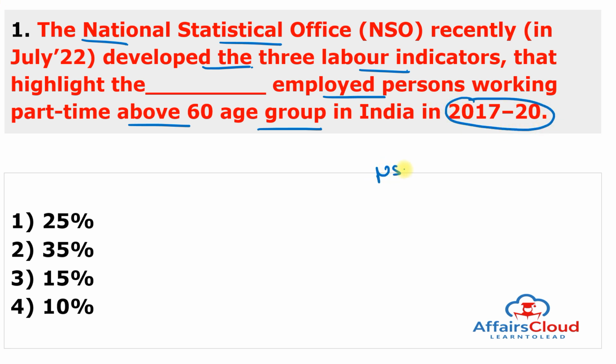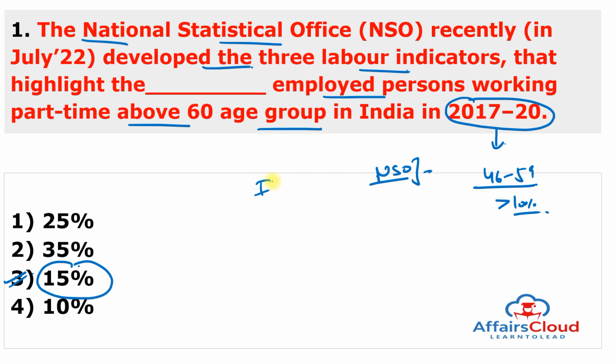So this is National Statistical Office under the Ministry of Statistics and Program Implementation reported that between 2017 to 20, the proportion of employed people working part-time in the age group of 46 to 59 across all of India was greater than 10%, while the proportion was greater than 15% in the above 60 age group. So, answer of this question is 3. And these 3 indicators are managed by the International Labour Organization or ILO.